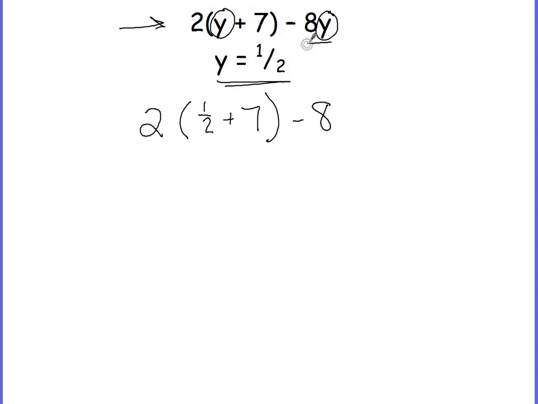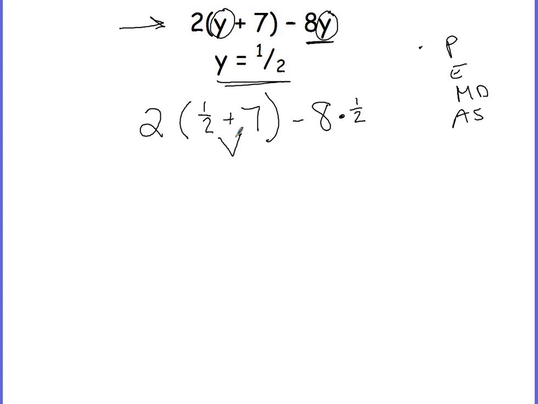Now remember, when you see a coefficient and a variable like this, it means that you're multiplying. So this would be 8 times 1/2. Alright, so now the first thing we need to do, again, you have to remember the order of operations. And we do have parentheses, so we have to add 7 plus 1/2 first.